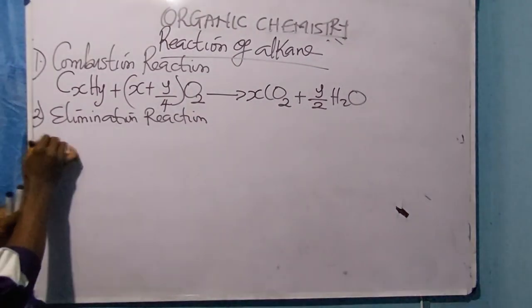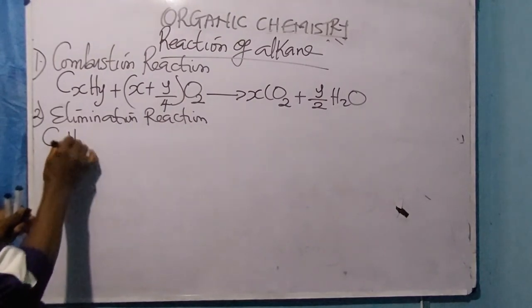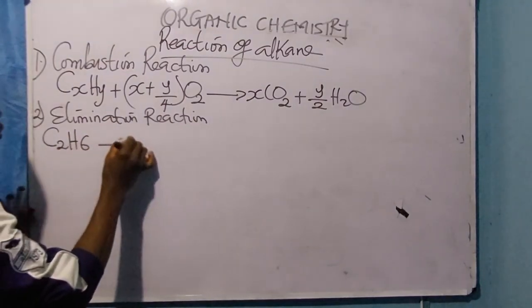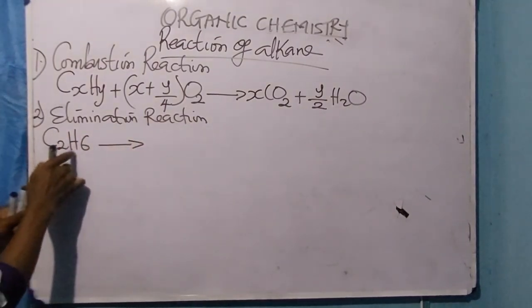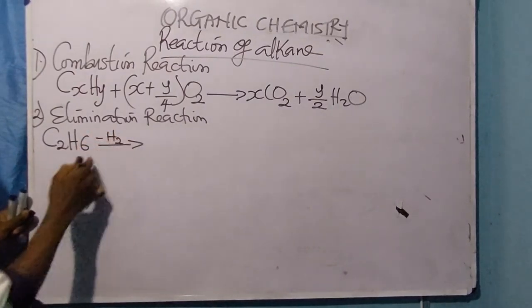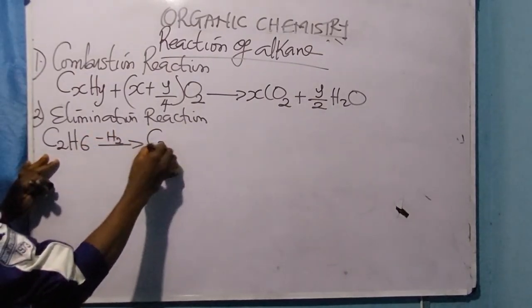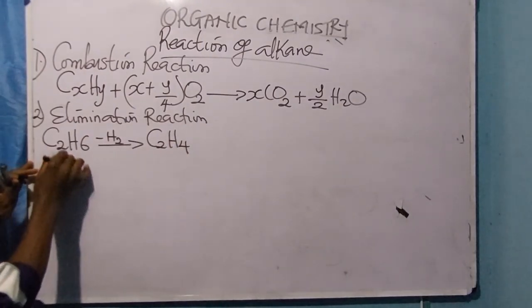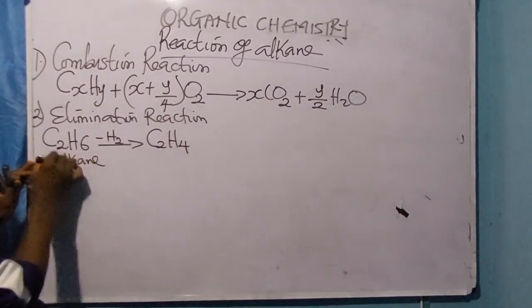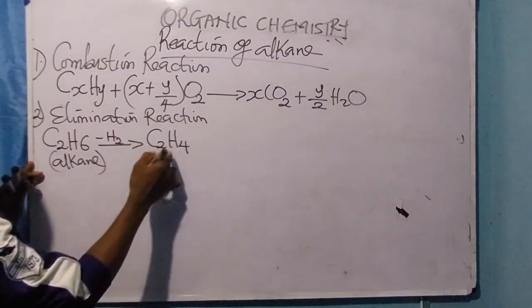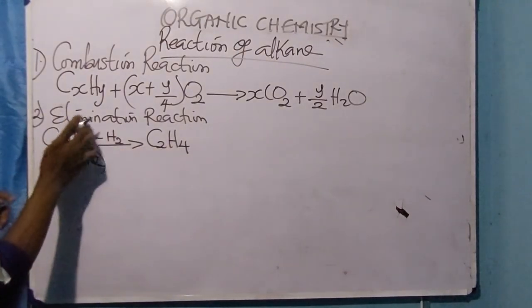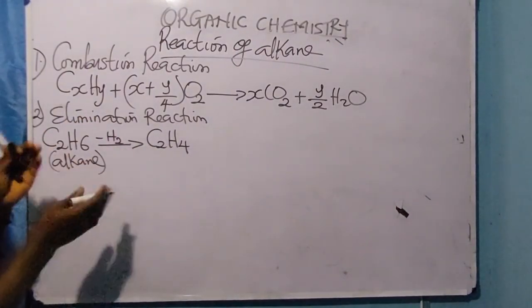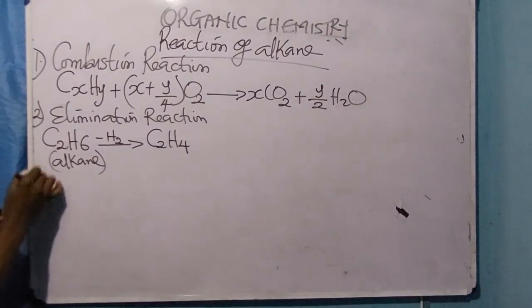Alright, if I have C2H6, I want to remove 2 molecules of what? Hydrogen. It becomes C2H4. And this is what? An alkane. Alright, and this is an alkene. Alright, so this is elimination reaction, the reverse of what? Addition reaction. Number 3 is what?